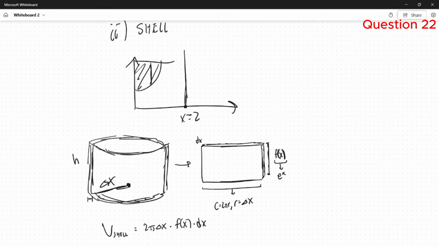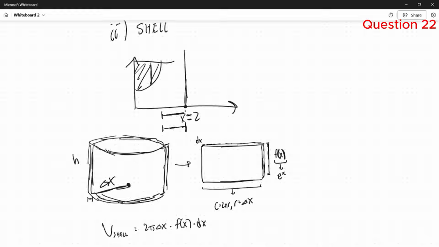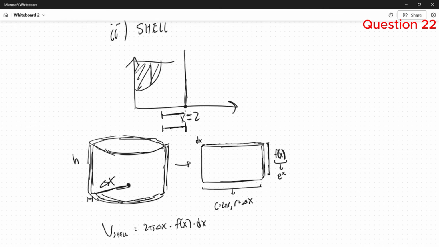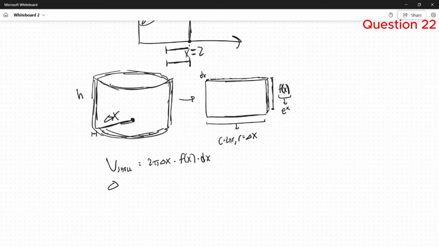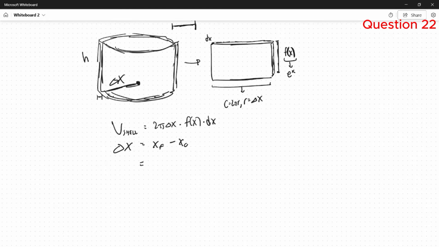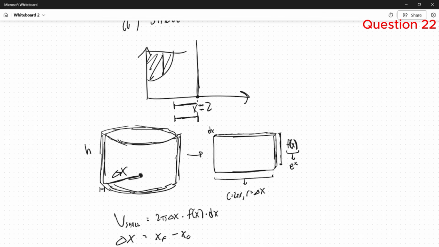Okay, so let's start with finding delta x. We start at x equals 2 and we fan outwards left to calculate everything, which means that delta x on the right side is equal to x final minus x initial. Our x final would just be our arbitrary x input, and then our initial value would be x equals 2.